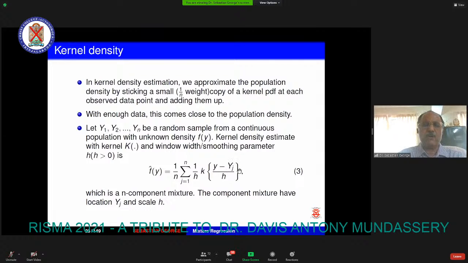So basically what you are going to do is that you are placing component probability density functions with the Y_j's as the centers. And you can see that this plays a very important role in non-parametric estimation and modeling. This is what we call the kernel density estimator. h is known as the window width. And in this case, in our earlier notation, our phi_i will be equal to 1/n.